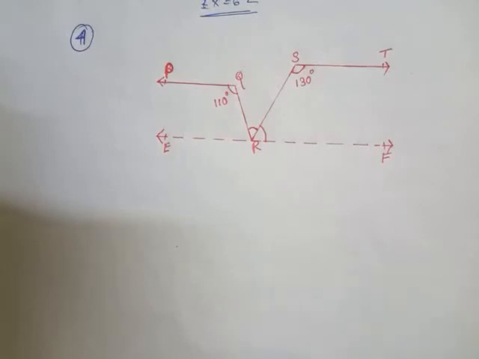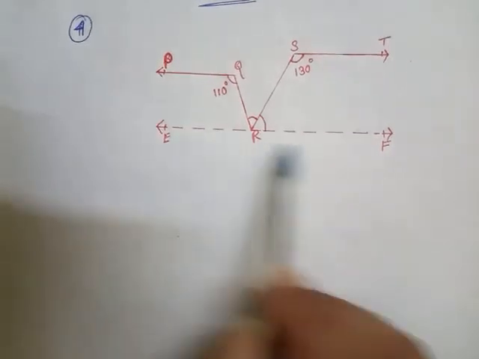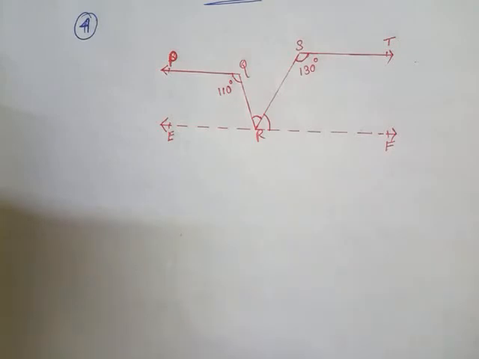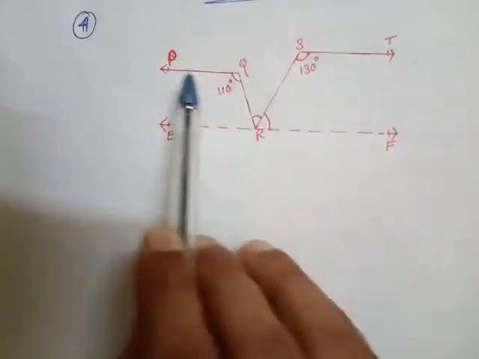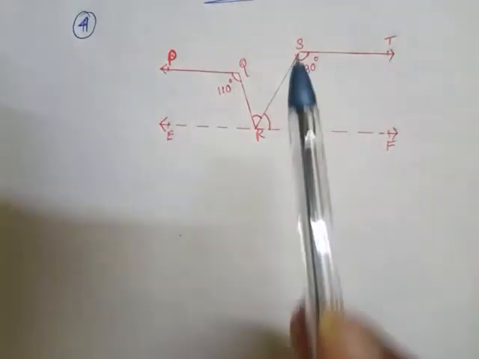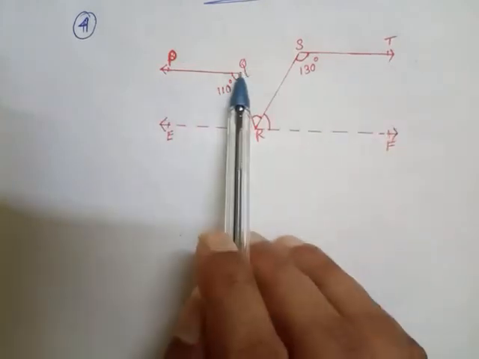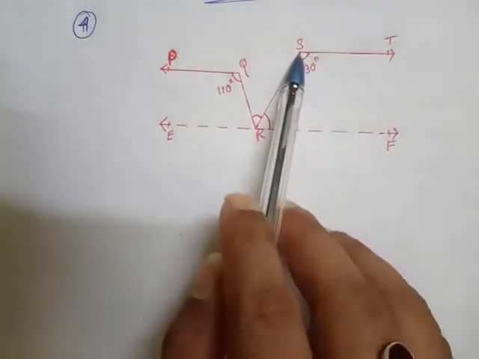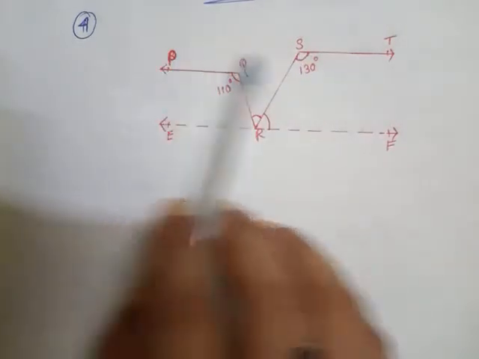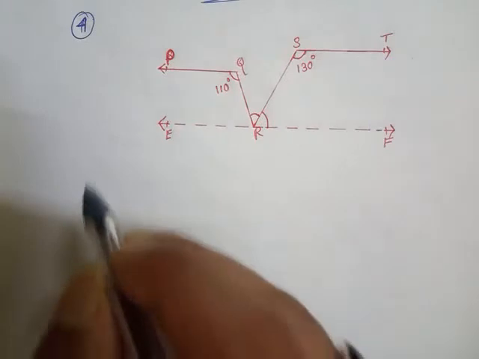First of all, students, here we'll write that EF we have drawn here. So this is our construction, and PQ is parallel to ST. How? Look here now. If I pull the line PQ in this side, and if we pull the ST line in this side, these two lines would be parallel.